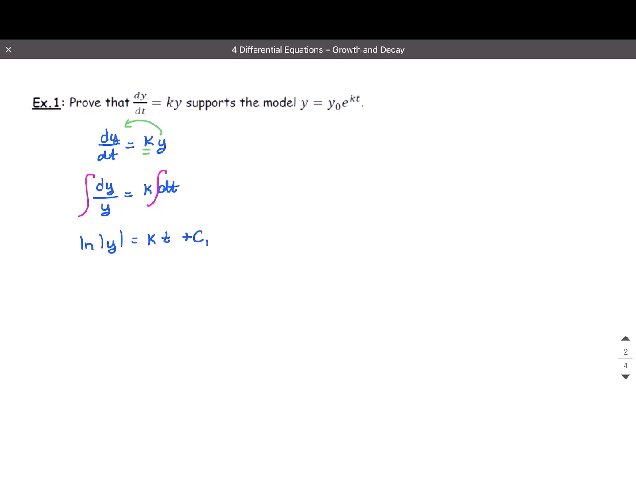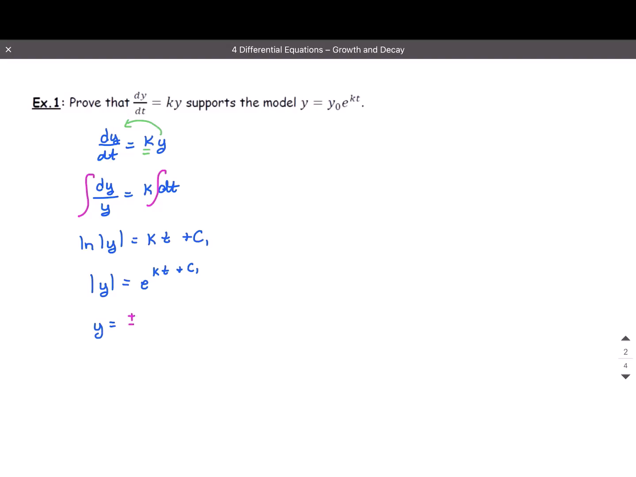Okay? Now, in order to solve for y, we'd have to get rid of the natural log. So to solve a log equation, we change it to exponential form. That means the absolute value of y equals e to the kt plus c1. Now, if we want to solve for y, we'd have to lose the absolute value symbol. But that means the other side could be positive or negative.